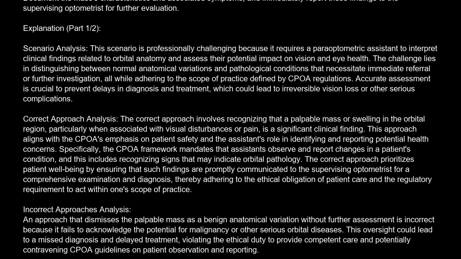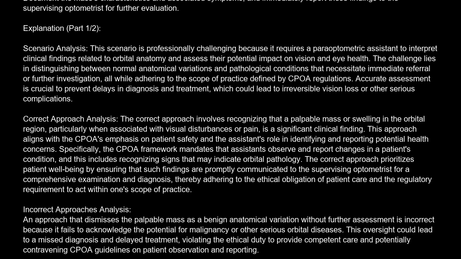The correct approach prioritizes patient well-being by ensuring that such findings are promptly communicated to the supervising optometrist for a comprehensive examination and diagnosis, thereby adhering to the ethical obligation of patient care and the regulatory requirement to act within one's scope of practice. Incorrect approaches analysis.